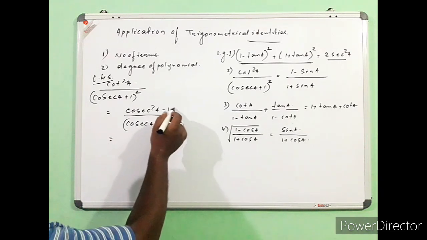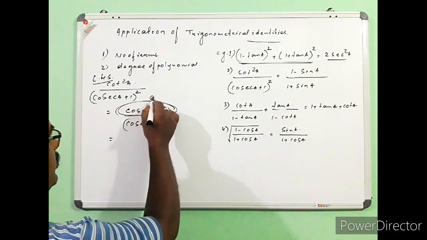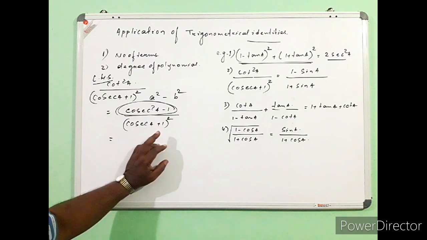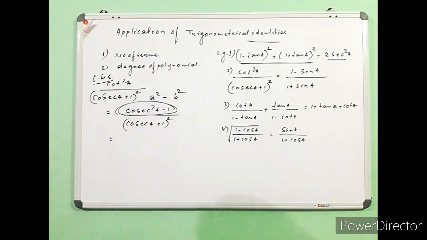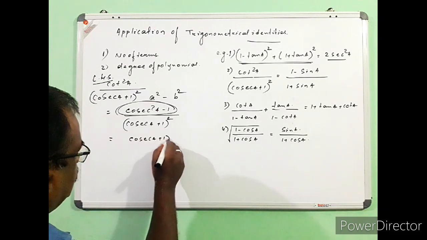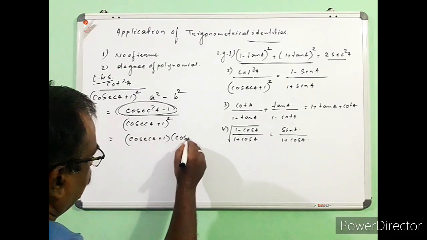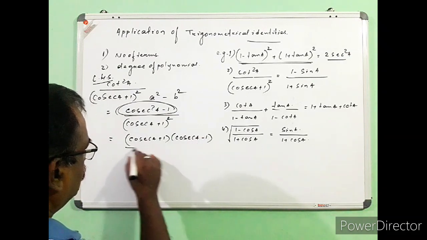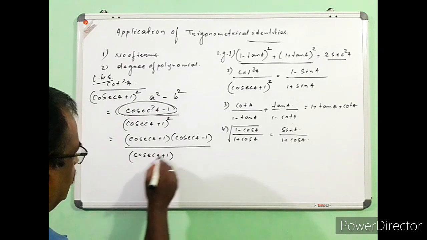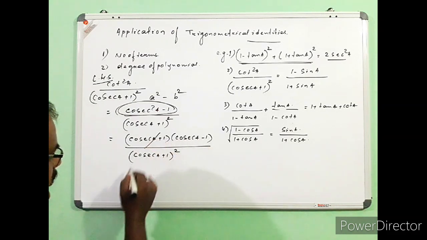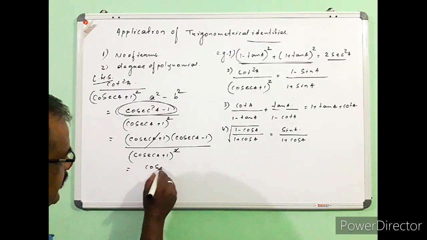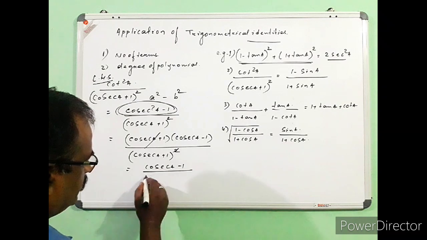However, this is a form of a square minus b square. Cosec square A minus 1, given in the form of a square minus b square, can be factorized as (cosec A plus 1) into (cosec A minus 1), whole divided by (cosec A plus 1) whole square. So now one cosec A plus 1 cancels out, and we get (cosec A minus 1) by (cosec A plus 1).